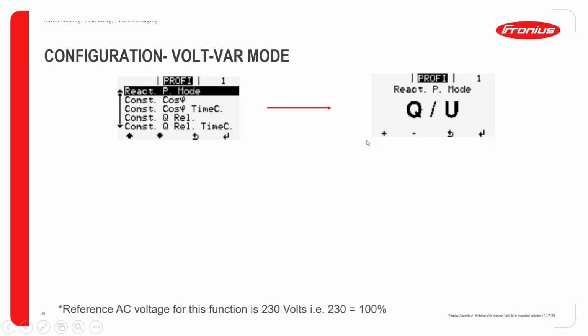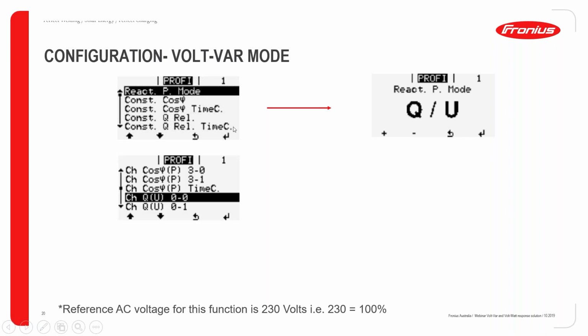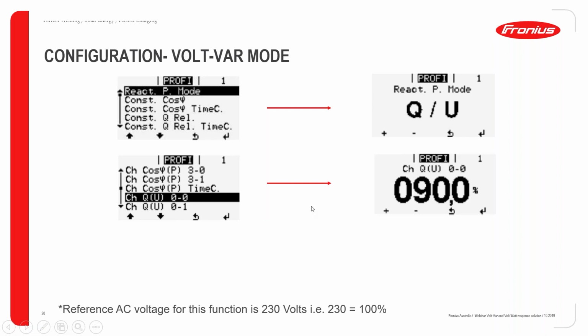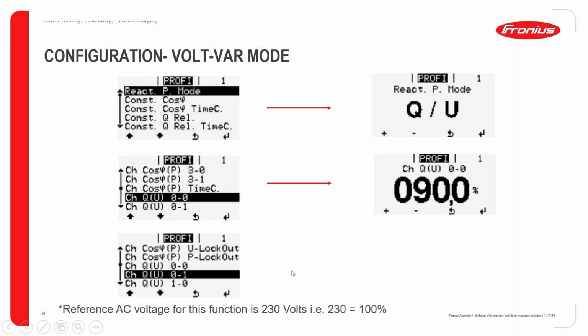So we just press enter, the fourth button. You automatically go back to the Profi menu. And remember the Excel tool I showed you guys earlier. The first option is CHQU0-0, which is when the voltage is, for example, 207 volts. 207 volts divided by 230, which is the nominal voltage. So that gives you 90% in this case. So you just put in the correct number there, press enter, and from here it's pretty straightforward.